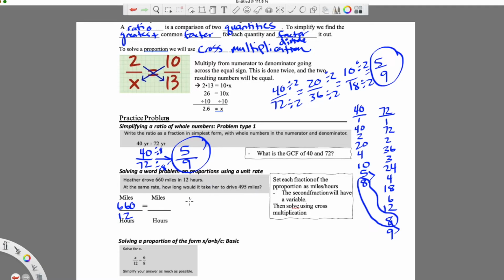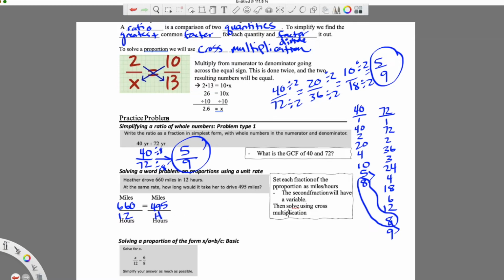Since I've decided it's miles per hour, I need to make sure I put the miles on top. And the hours is what I'm questioning, so I can use any variable I would like. I'm going to go ahead and use H. I'm not sure why all the words have been smushed together here in the sentence. But the second fraction will have a variable, and it can be any variable you would like it to be.